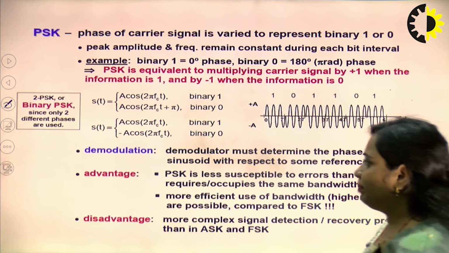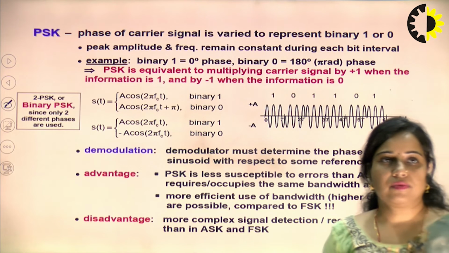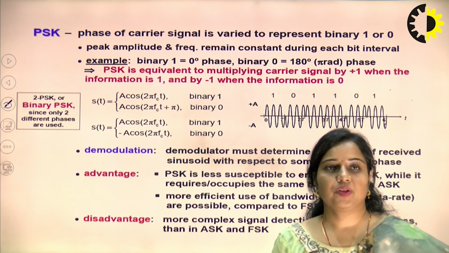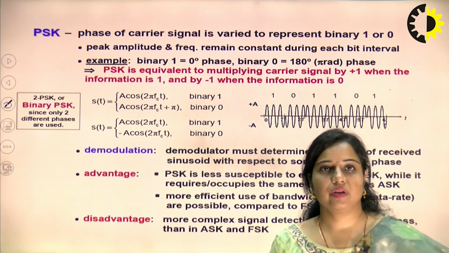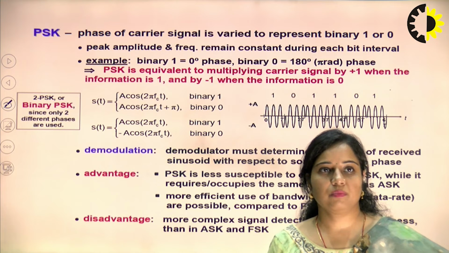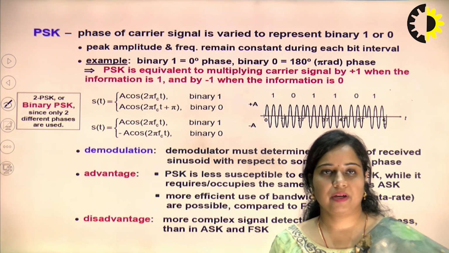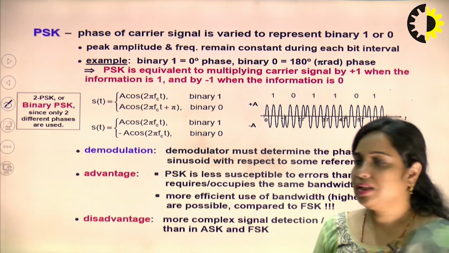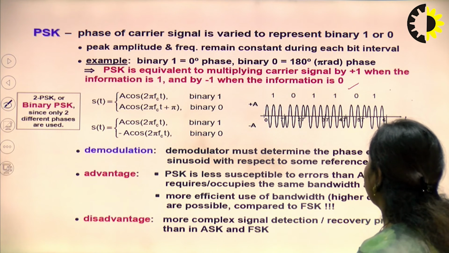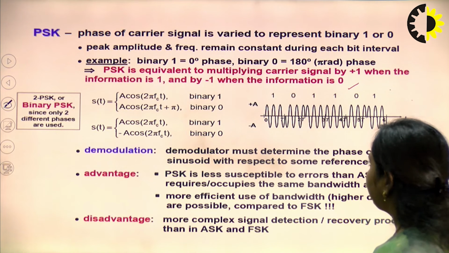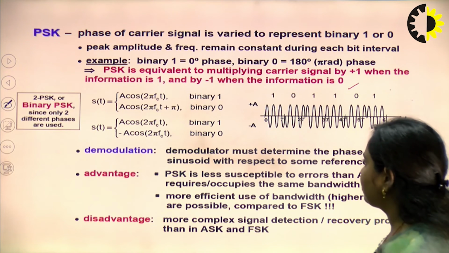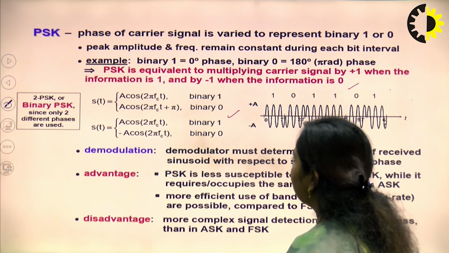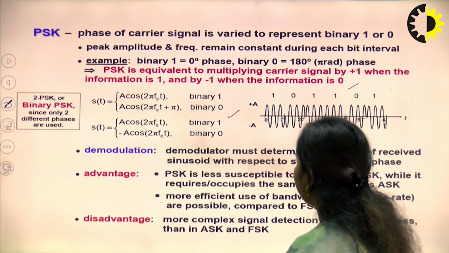Now, next comes the PSK, that is phase shift keying. So, phase of the carrier signal is varied to represent the binary bit 1 or 0. Peak amplitude and frequency remain constant during each bit interval. So, example of this will be binary 1 0 degree phase and for transmitting 0, you require a 180-degree phase shifted signal. So, PSK is equivalent to multiplying the carrier signal by +1 when the information is 1 and by -1 when the information is 0. So, s(t) is equal to A cos omega_c t for binary 1 and A cos(omega_c t + pi) for binary bit 0.